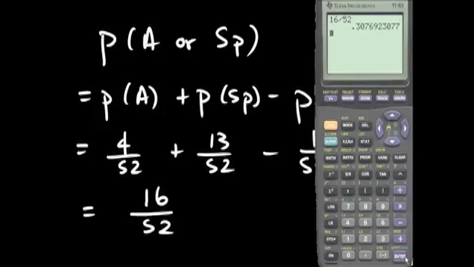Numerically, this is what we get. If we approximate the answer to the nearest thousandths, the 7 is in the thousandths position. The digit to the right, which is a 6, means we add 1 to the 7, and it's 0.308.